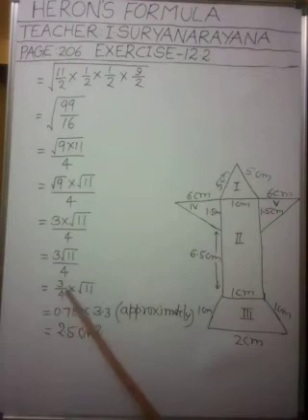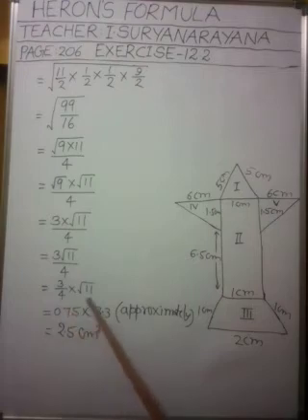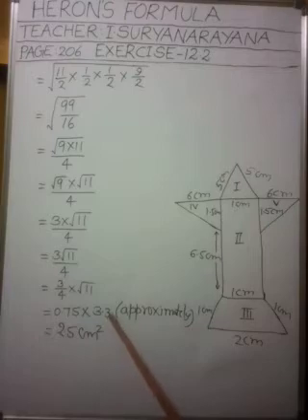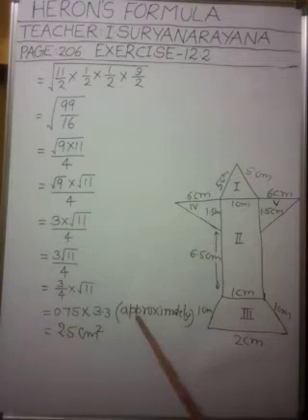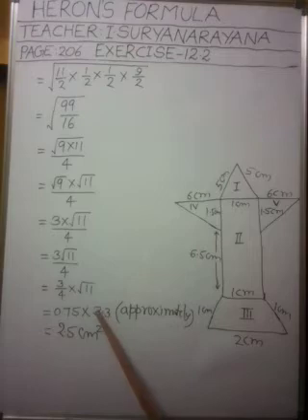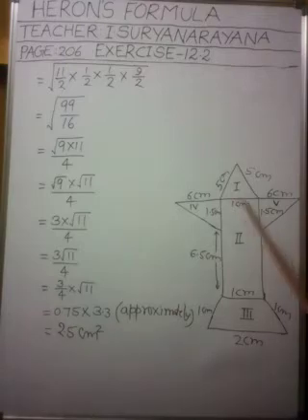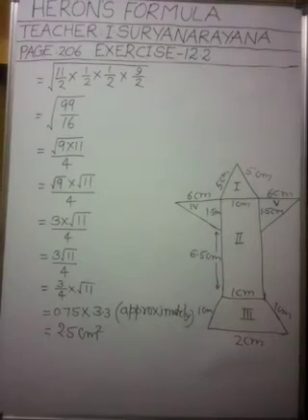Then what is the value of 3 by 4? 0.75. We converted into decimal number, then we get 0.75 into, what is the value of root 11 here? 3.3 approximately. By using the division method, we get this value 3.3 approximately. Okay, my children, understood this step? Right. Now we multiply these two numbers. By multiplying these two numbers, what will you get here? 2.5 centimeter square. This is the area of the first part. Okay, my dear children, understood?